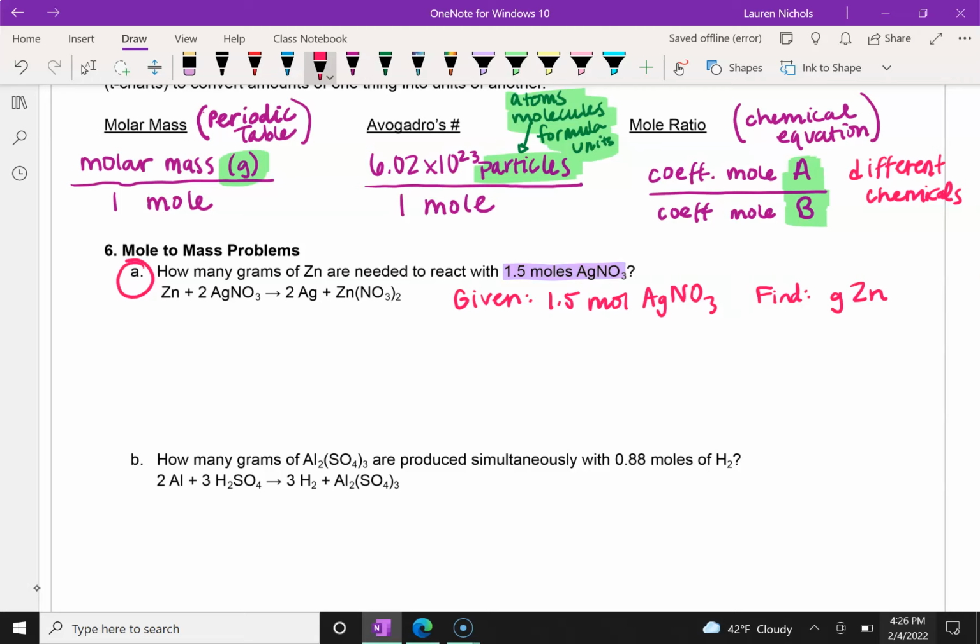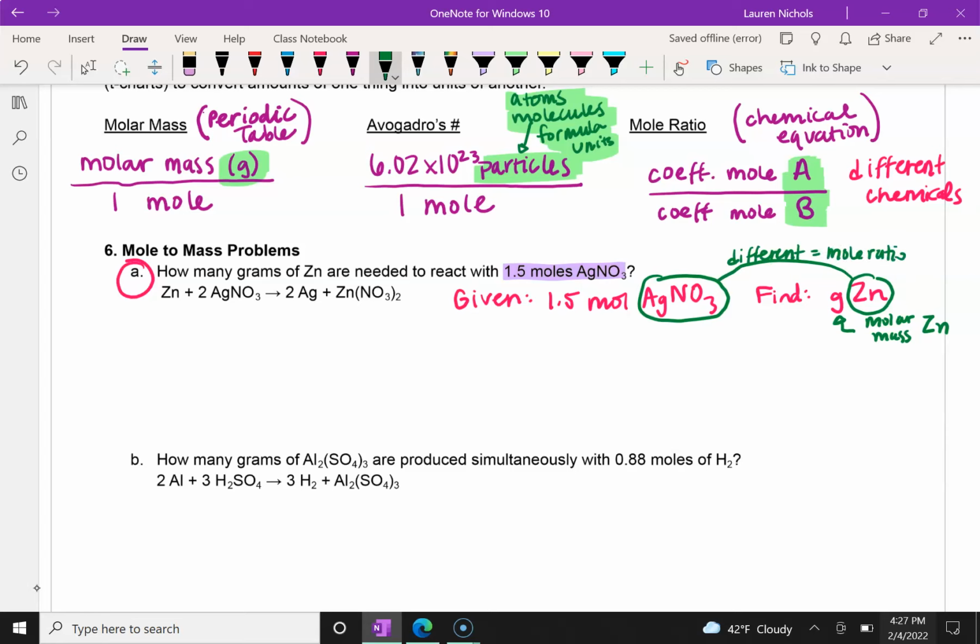Now, we look for some of our clues. Molar mass, the clue is grams. Do we have grams? We sure do. So that means I will need the molar mass of zinc, which is the chemical that's right next to it. We don't see the word atoms, molecules, formula units, or particles, so we know we don't need Avogadro's number. But we do see that silver nitrate and zinc are 2 chemicals. They're different, and so that does mean that we'll need to use our mole ratio.